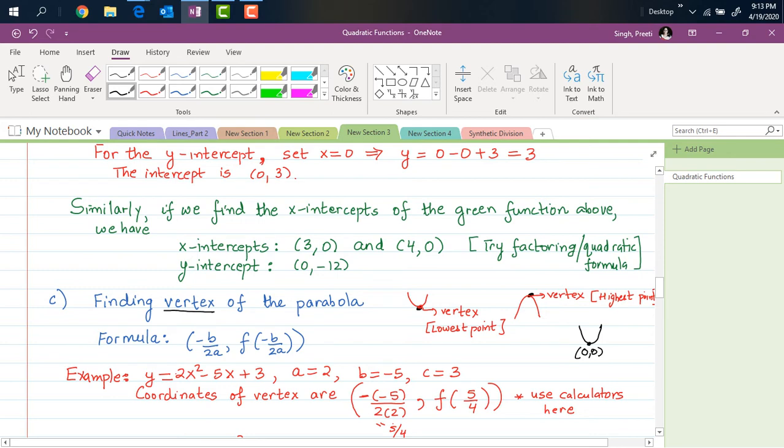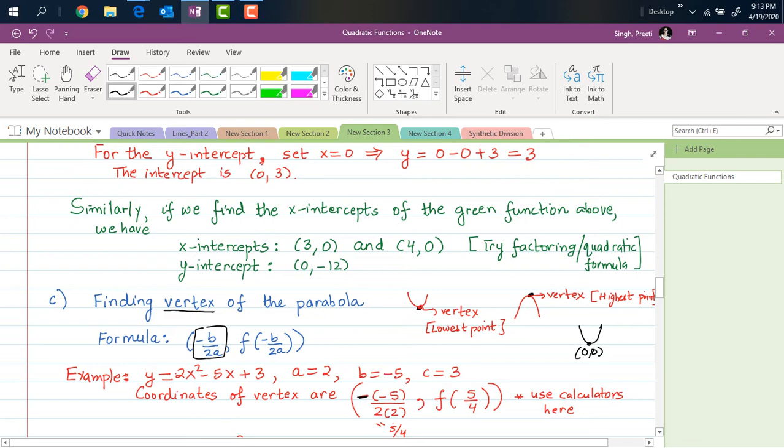Here you will be asked to find the coordinates of the vertex. They are given by this formula, and of course you can use this formula for the exam. It's negative b over 2a, and the function evaluated at negative b over 2a. Let's look at the example. I'm taking my red example, 2x squared minus 5x plus 3. What's your a? A is the coefficient of x squared, b is negative 5, the coefficient of x, and c is 3. Plug those numbers into negative b over 2a.